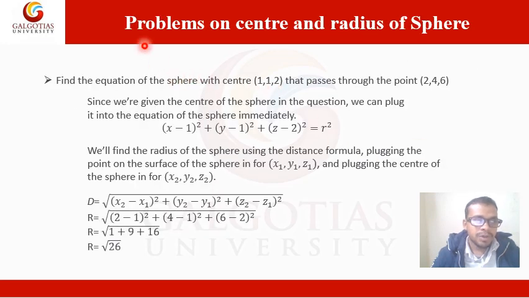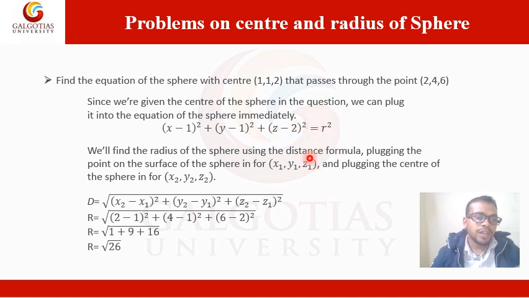Let us discuss some problems on the center and the sphere. Find the equation of the sphere with center (1, 1, 2) that passes through the point (2, 4, 6). Since we are given the center of the sphere in the question, we can plug it into the equation of the sphere immediately. So we have (x minus 1) whole squared plus (y minus 1) whole squared plus (z minus 2) whole squared equals r squared, because the center was given to us in this question.